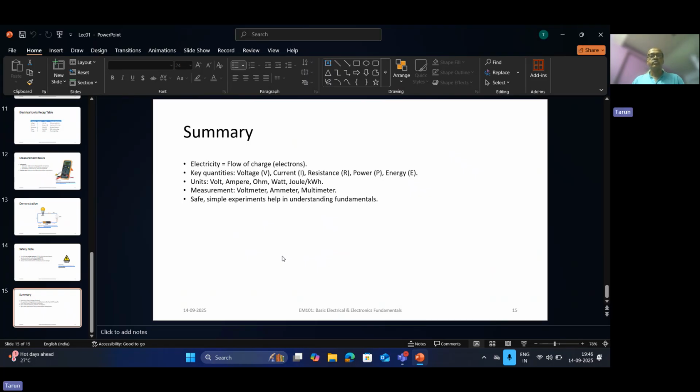We can measure the volt, that is voltage, by voltmeter. By ammeter, we measure current. We use multimeter for measuring voltage, current, resistance. We can measure power by wattmeter and energy by energy meter. Simple experiments help in understanding fundamentals, and the safety precautions I have discussed in this lecture.